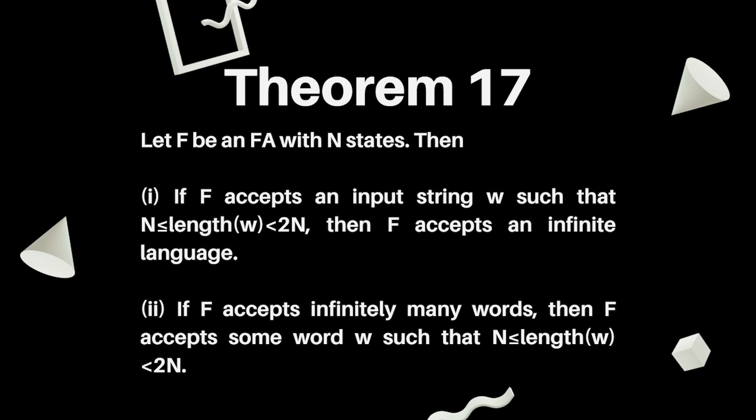This method is under Theorem 17, which states that we should let F be an FA with n states. Then, one, if F accepts an input string W such that its length is greater than or equal to n and less than 2n, then F accepts an infinite language. And two, if F accepts infinitely many words, then F accepts some word W such that its length is greater than or equal to n and less than 2n. To further explain this, let us have an example.